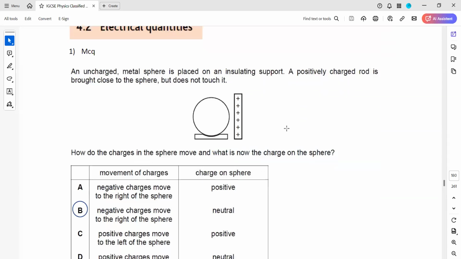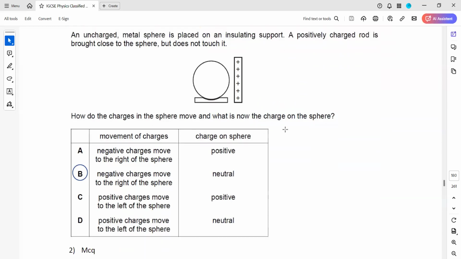We have an uncharged metal sphere placed on an insulating support. A positively charged rod is brought close to the sphere and does not touch. How do the charges in the sphere move, and what is now the charge on the sphere? Look, we did not earth. So if we bring a positive charged rod, negative charges will be on the right and the positive charges on the left. And always remember that positive charges cannot move.